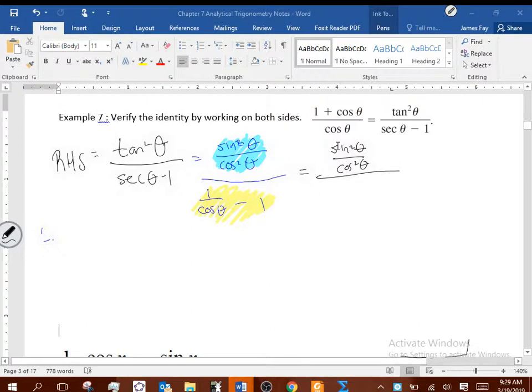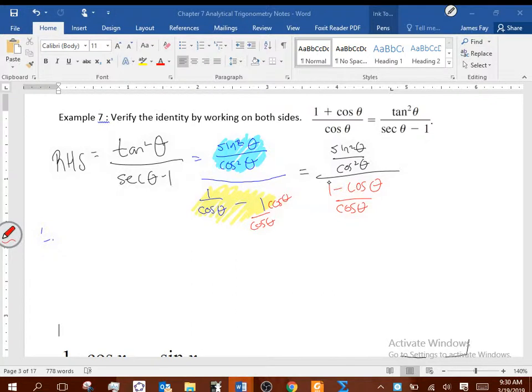So that one's already done. But the denominator, what do I need to make that one fraction? Common denominator. What's the common denominator going to be? Cosine, right? So I have cosine theta there and cosine theta there that I've got to multiply by. If I rewrite this as one common denominator of cosine theta, it would be 1 minus cosine theta. Okay, that's one fraction now, right? So the black fraction divided by the red fraction.